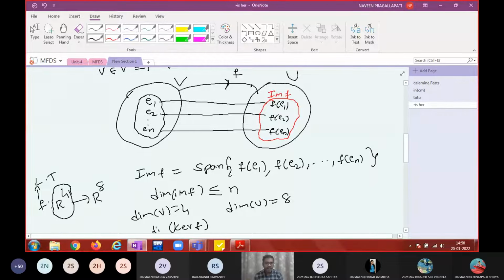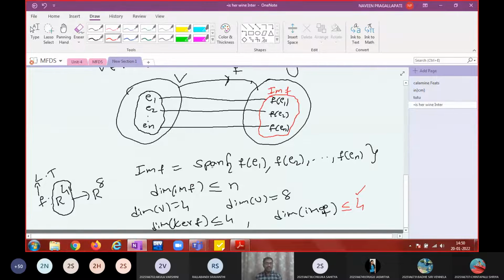The dimension of the kernel will be less than or equal to 4, because the kernel of f is a subspace of V. And what is the maximum value of the dimension of the image space? 8? No, that is what I am telling. See here, what is n? The dimension of V. So the dimension of the image space cannot exceed 4. That is what I am telling, right?